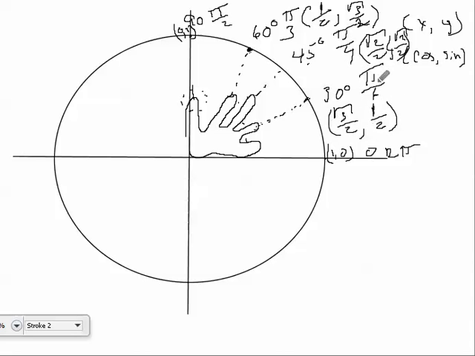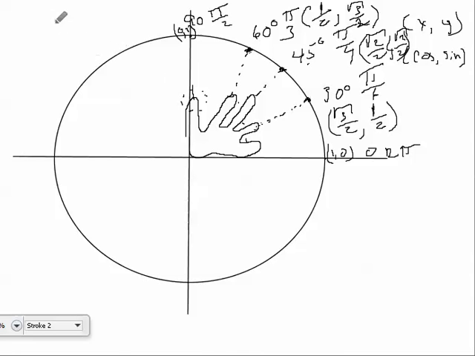I just found the x and y coordinates for each of these 3 points just by using my left hand and didn't have to do anything at all. It's the square root of however many fingers are on the left side of my left hand from that finger.